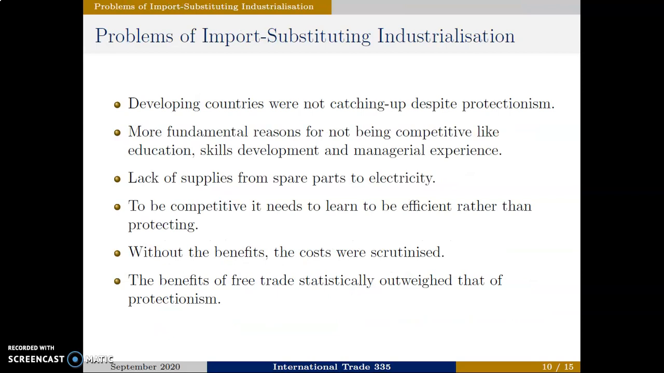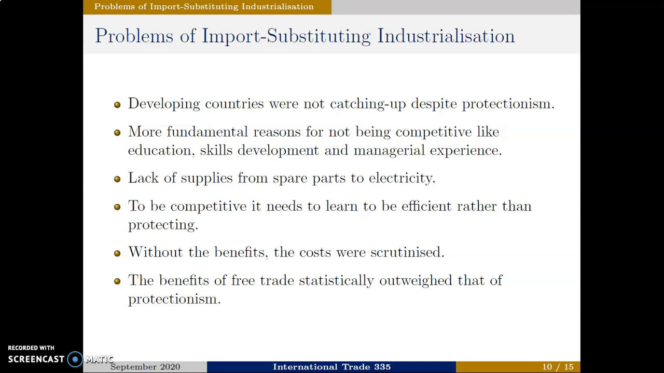There are problems with import substitution. The problems with import substitution were clear by the end of the 1960s. First, developing countries were not catching up to developed countries like they were expected to. Developing countries faced more fundamental issues for not being competitive, like the lack of skills, education, and managerial experience. These problems are often exacerbated by the lack of supplies, from spare parts to electricity.